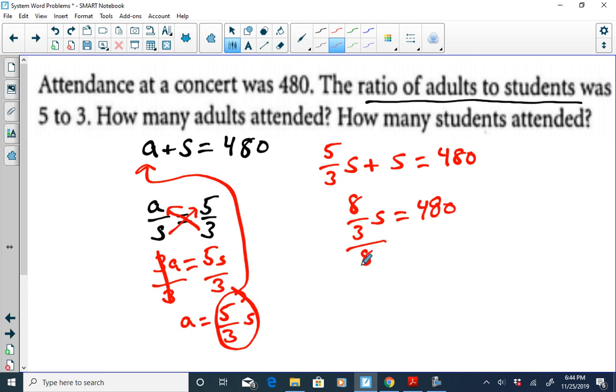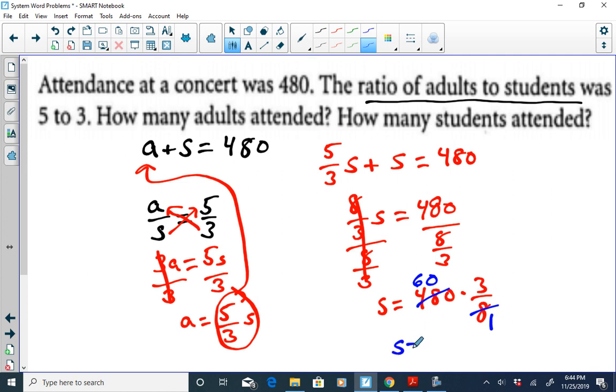So I want to solve that equation by dividing both sides by 8/3. Divide by 8/3, they cancel. So S is going to be equal to 480 times 3/8 when we multiply by the reciprocal. All right, divide out, that becomes 1, that becomes 60. We multiply numerator times numerator, denominator times denominator, and we wind up with S is going to be equal to 60 times 3, that's 180.